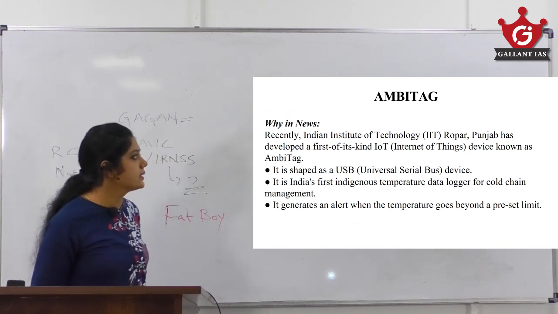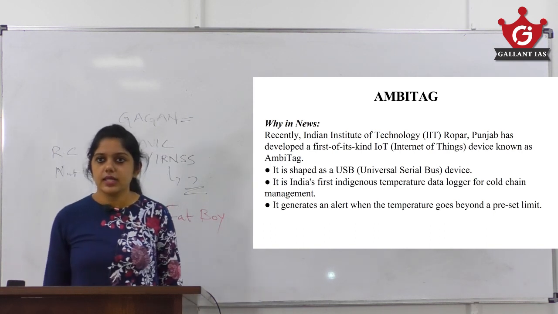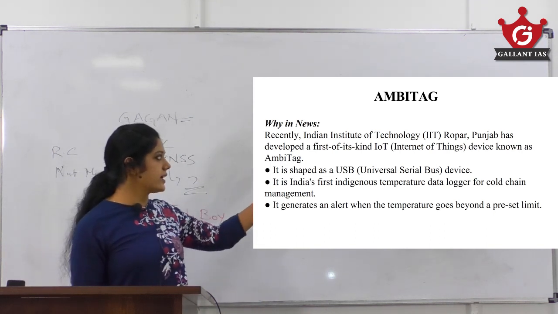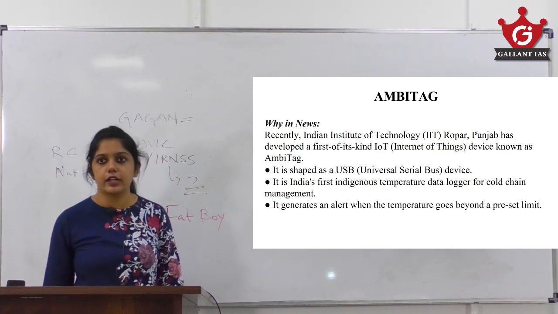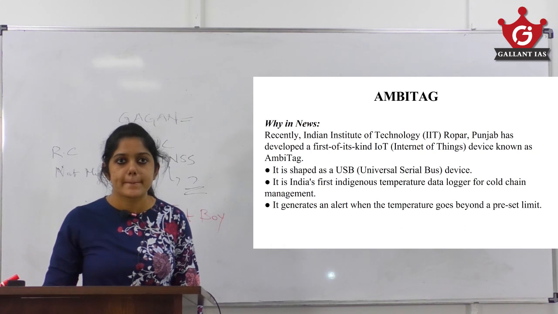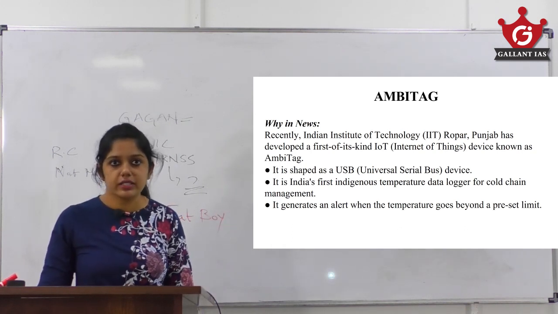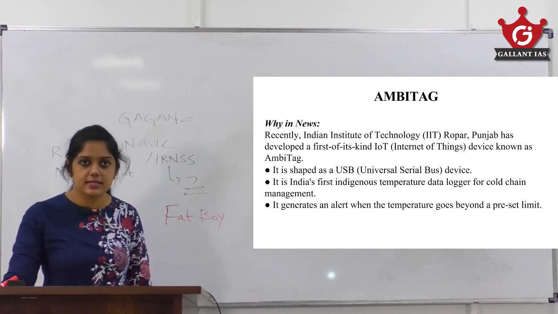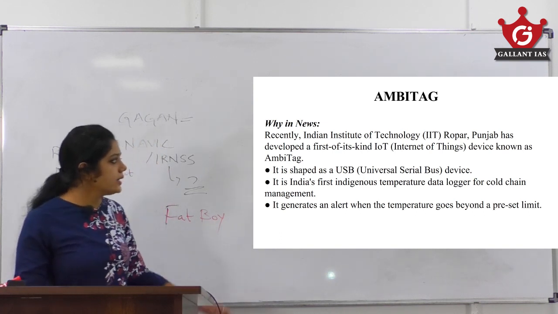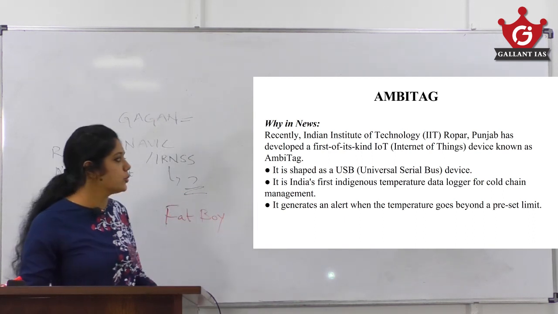What is AMBITAG? It is a kind of IoT device known as AMBITAG. It is the first of its kind. IoT, Internet of Things. What all comes under the Internet of Things? Smart homes, wearable watches. Everything works on IoT. Internet of Sensors works on IoT. So here, AMBITAG is shaped like a USB.